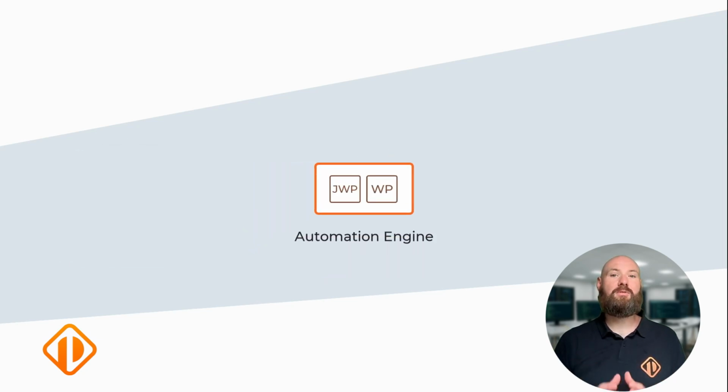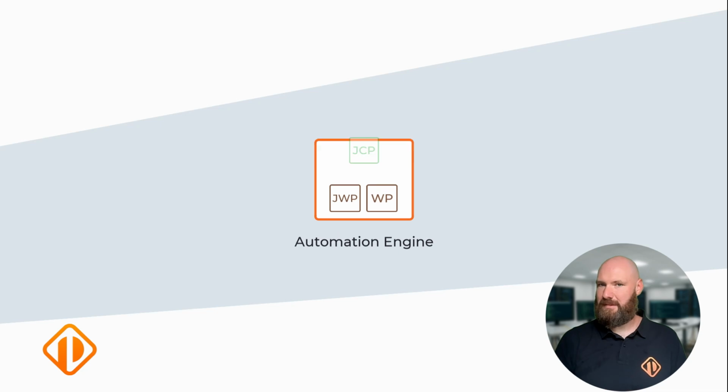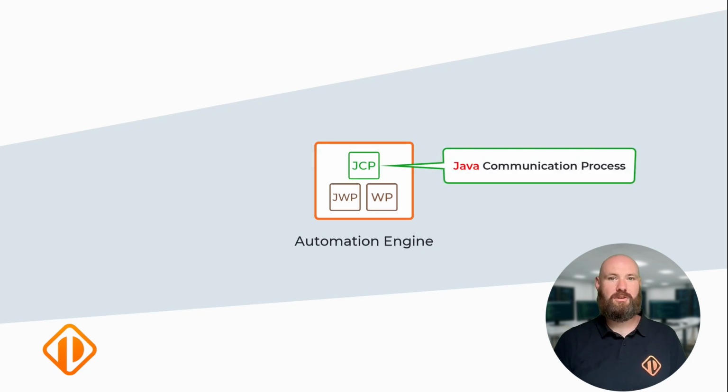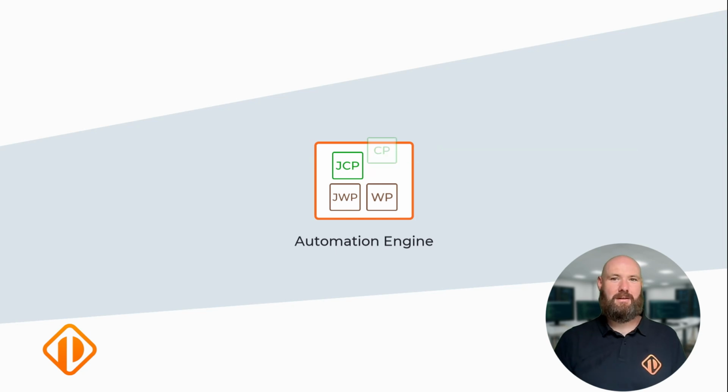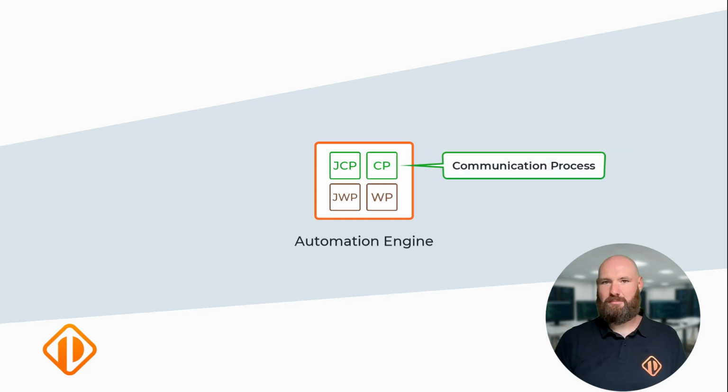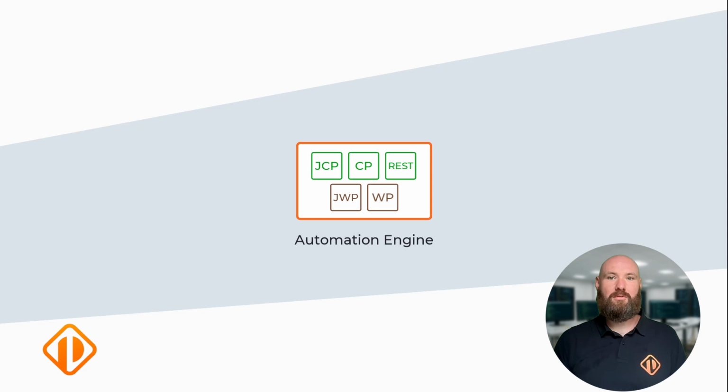There are three types of processes for communication: the JCP, which is the modern standard for communication with agents and the AWI. Then the CP, which is only used for legacy purposes, for example, agents that do not support TLS or the call API, and the REST process, which provides the Automic REST API.